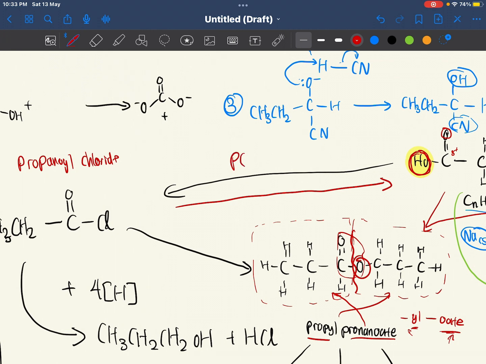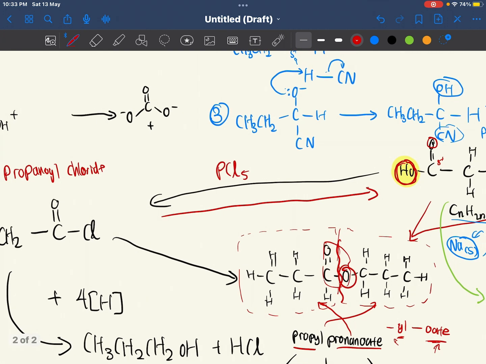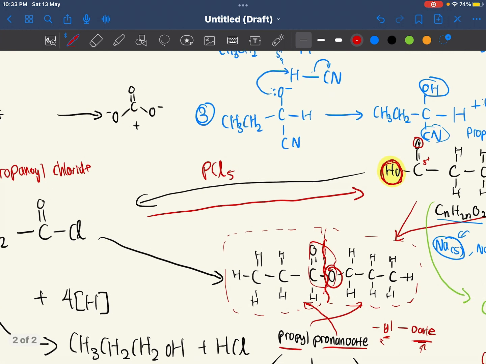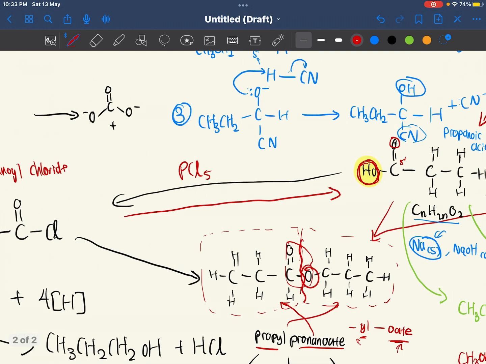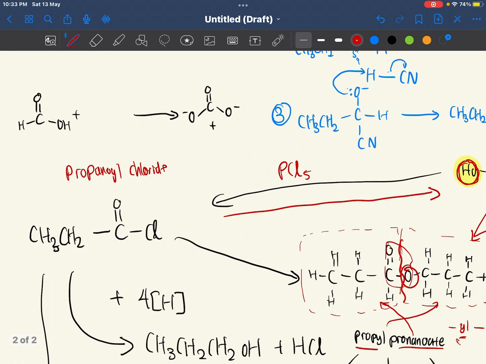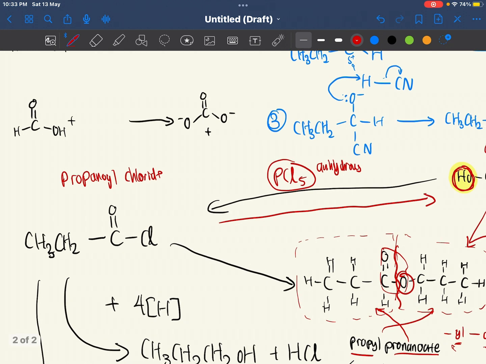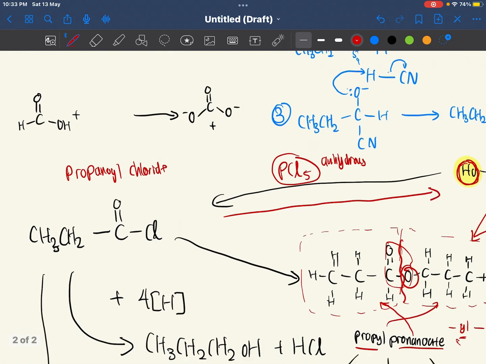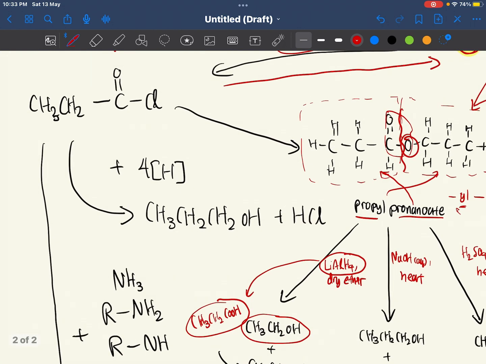So here, we're going to use PCl5. Now you can use PCl3 with heat as well as Cl2, that's fine as well. But we can use PCl5. Please note that PCl5 is anhydrous, same for SOCl2 as well. But you don't need to say anhydrous, you can just say PCl5, and we don't put aqueous for PCl5, it's for a reason, right? So now I've formed my propanoyl chloride.